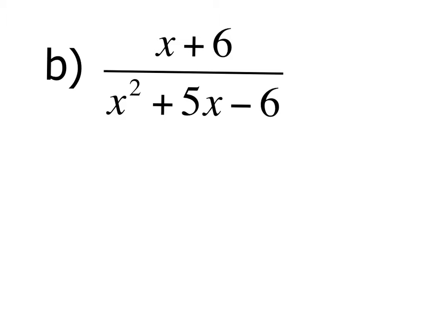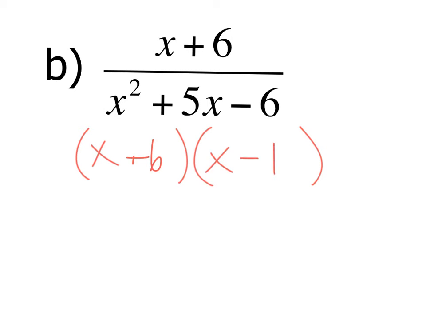So if we factor this bottom half here, again, you're looking for what multiplies to be this C and adds to be the B. So what multiplies to be negative 6 and adds to be 5? Well, if you think about it, what multiplies to be negative 6 and adds to be 5 is positive 6 and negative 1.